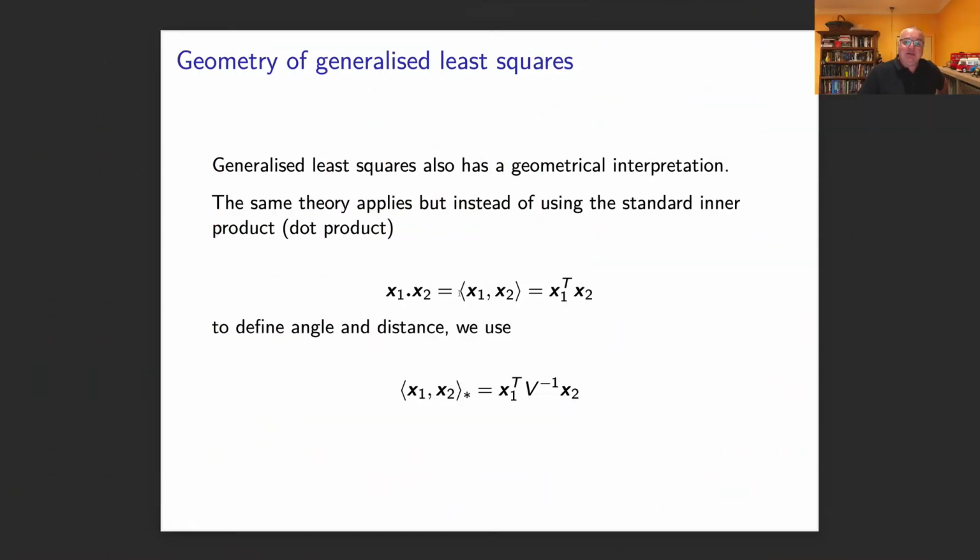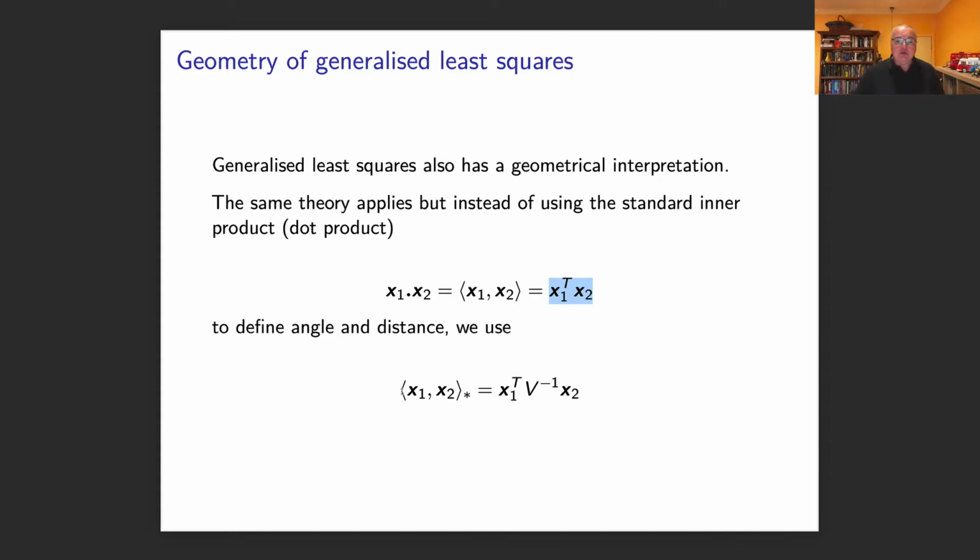Up until this point, we've been using our distances and our angles and everything with just the standard inner product, which I've denoted here with the angle brackets. Remember, the dot product between two vectors is x1 transpose x2. You give it two vectors and it spits out a number, and we can use that to get angles and distances. And we're going to change it.